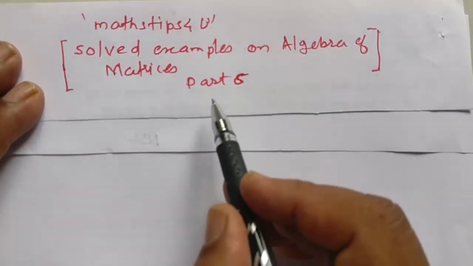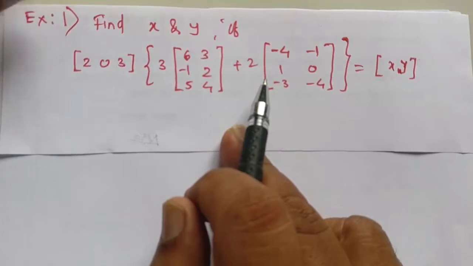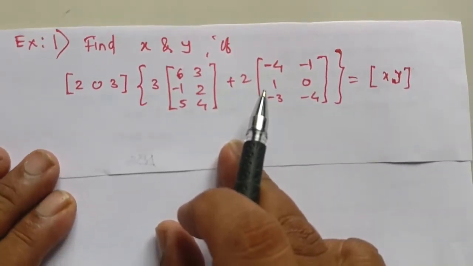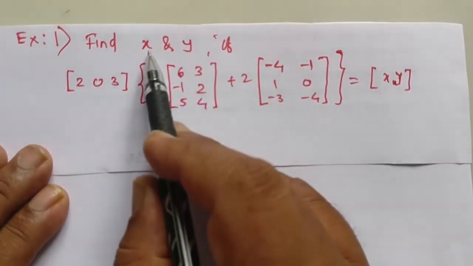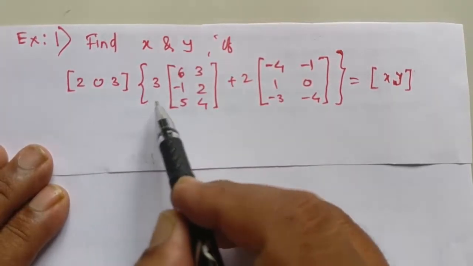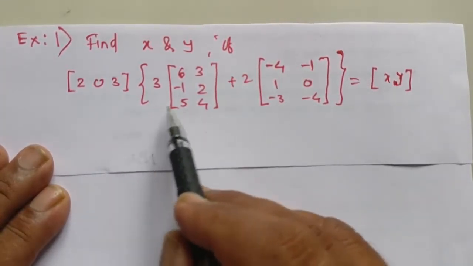So we shall start with part number 6. The first example is: find the values of x and y if you are given the equations in matrix form.